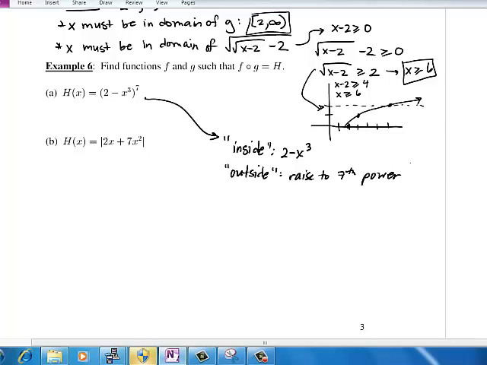So if we're looking for f circled g, the second one is the inside, and the first one is the outside. And for the inside, we're thinking what happens first. And for the outside, we're thinking what happens last.